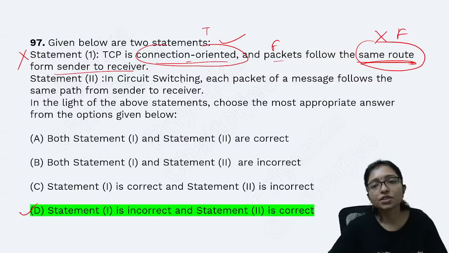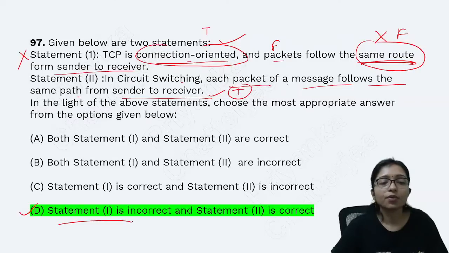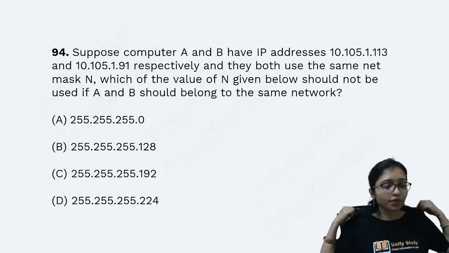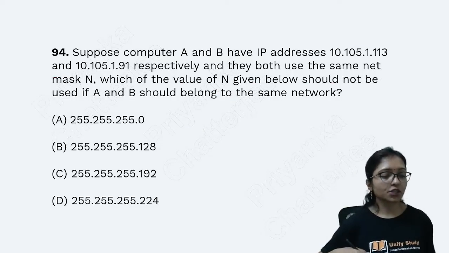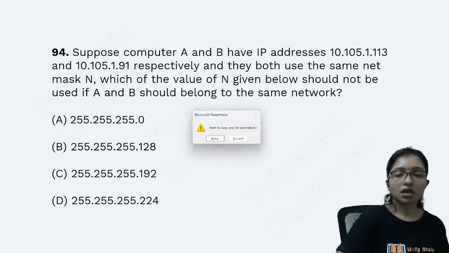Here, circuit switching: each packet of the message follows the path from sender to receiver. That is correct. Regarding circuit switching, this statement is correct. So statement 1 is incorrect, but statement 2 is correct here. The difference between circuit switching and packet switching is also very important.